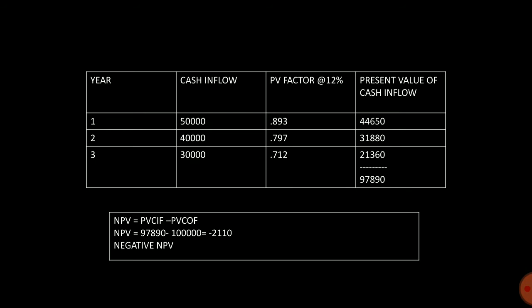But we want internal rate of return, which means rate at which NPV is 0, but here it is negative NPV. And it is clear that our IRR is in between 10% and 12%. When we use 10%, we got positive NPV, but when we use 12%, we got negative NPV. So here IRR is in between 10% and 12%. So in such situation, we can use interpolation formula.